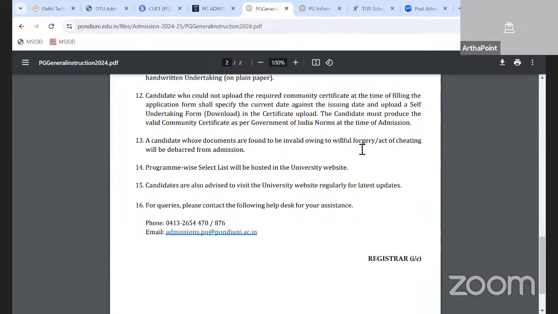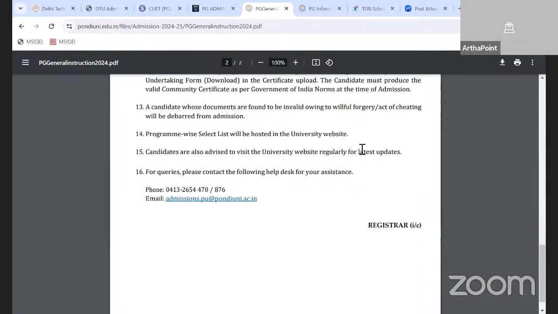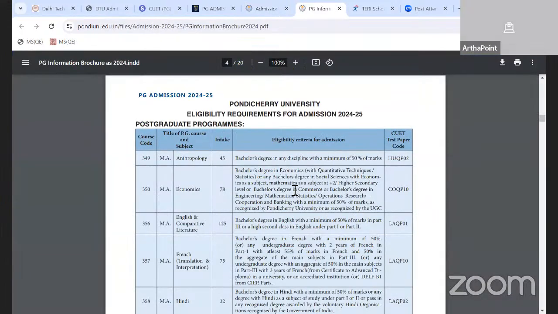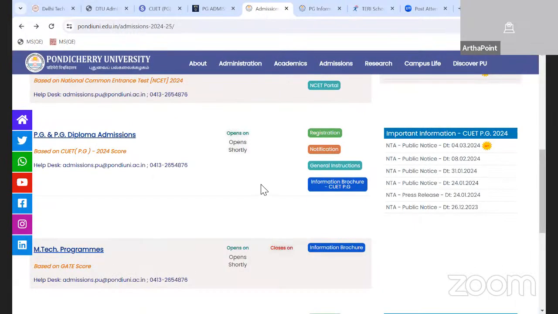A candidate whose documents are found to be invalid. So that's very basic, nothing separate that you won't have seen in any other forms, right? Cool. So this part is done over here. All the instructions we have gone through, number of intakes we have gone through, eligibility criteria we have also gone through. So the reason is Pondicherry University is a good option to pursue, right? And at the same time, the registration has also not started, so we'll await for a couple of days, okay? And post that we can see how the entire process works, right?